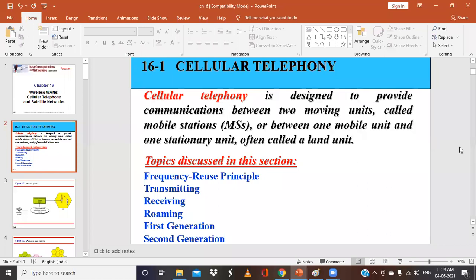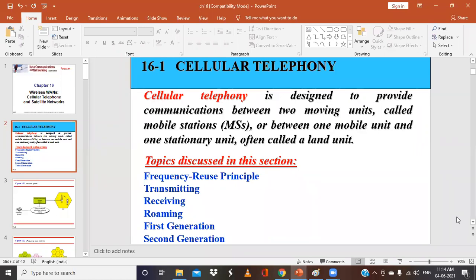We'll be studying this in brief, and some of the concepts involved in cellular telephony, that is transmission, receiving, and roaming. These are the basic concepts that we should understand when we discuss the cellular system or telecommunication. So let us go ahead with this. And we have some of the generations, how the cellular telephone has evolved over the years, that we'll be studying.